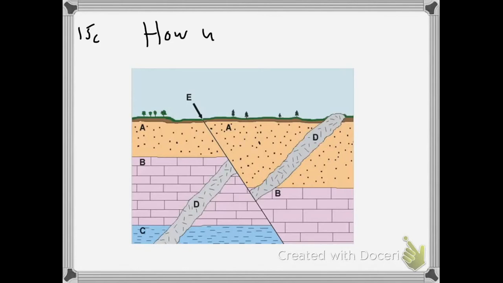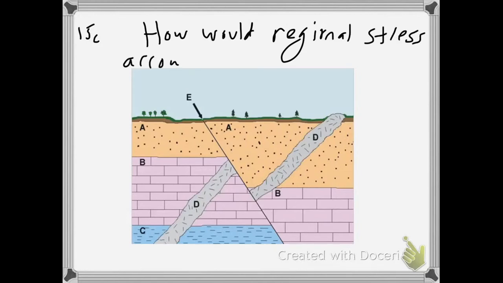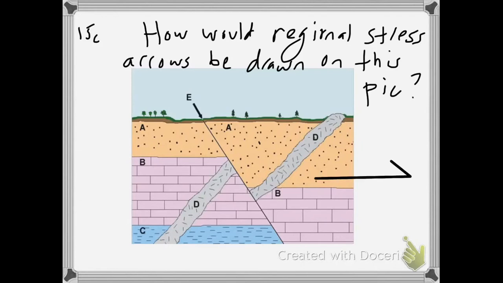Same picture, different question, 15C. What type of regional stress arrows would you draw on this diagram to show how the displacement has gone? How would regional stress arrows be drawn on this picture? Is this correct? The answer is yes, because if I do that, then this hanging wall block will move down.